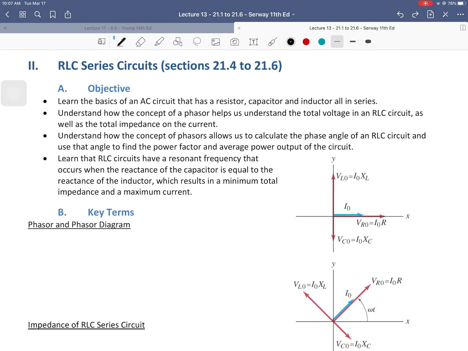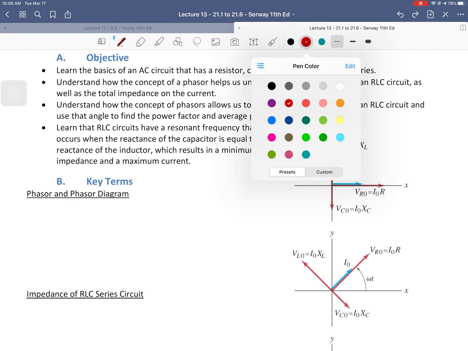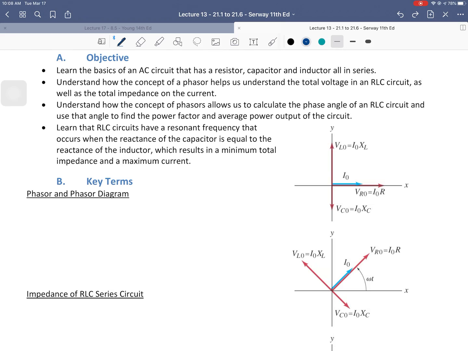And we're going to learn that RLC circuits have a resonant frequency that occurs when the reactance of the capacitor is equal to the reactance of the inductor. Reactance being a similar idea as impedance. More on that in a minute. When that resonant frequency is reached, we have a minimum total impedance and thus a maximum current. So that's our circuit working at maximum power.